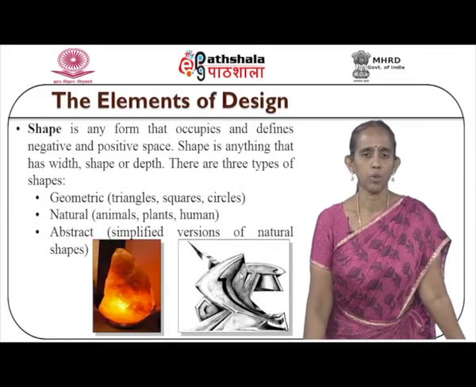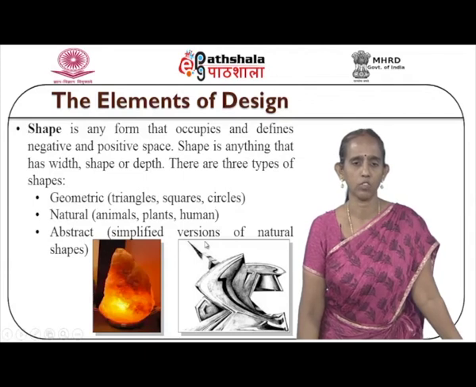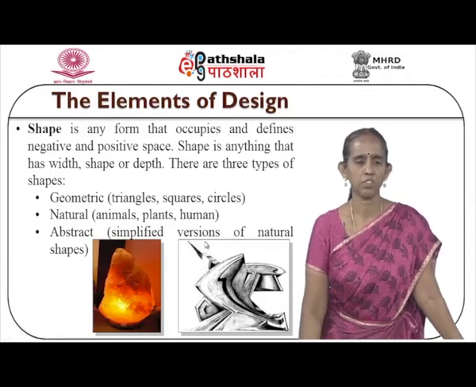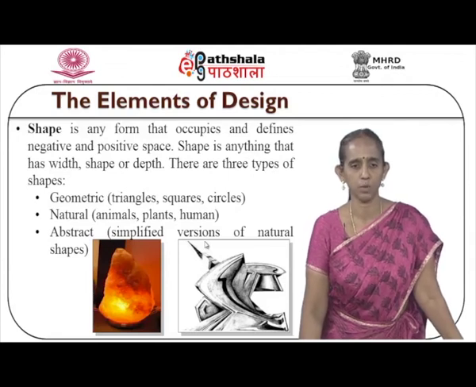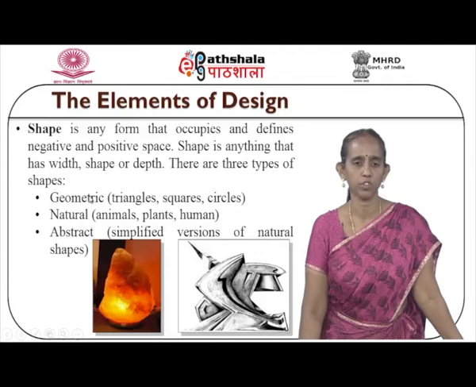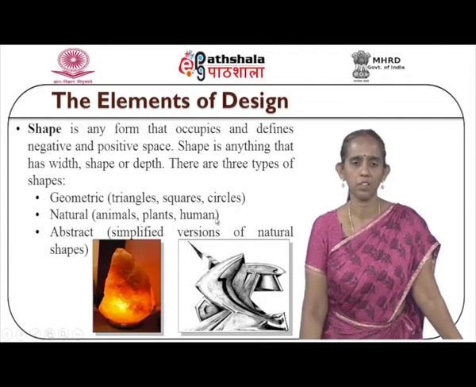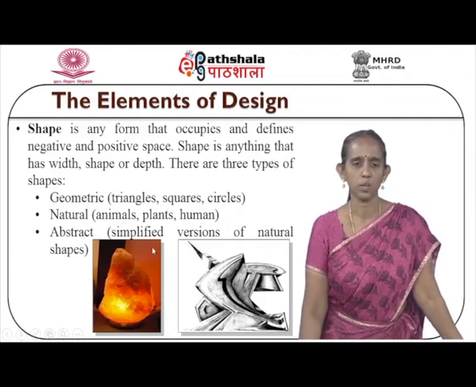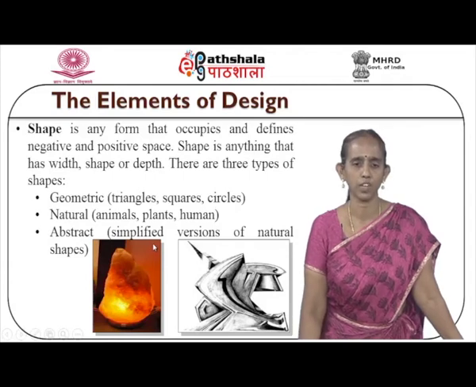The next important element of design is a shape. Shape is any form that occupies and defines a negative as well as a positive space. Shape is anything that has width, height or depth. There are three different types of shapes. The shape can be in the form of a geometrical shape, as triangle, square or circle. The shape can be some kind of natural shape like animals, plants or human beings, or the shape can be some kind of abstract shape wherein it is a simplified version of natural shapes.